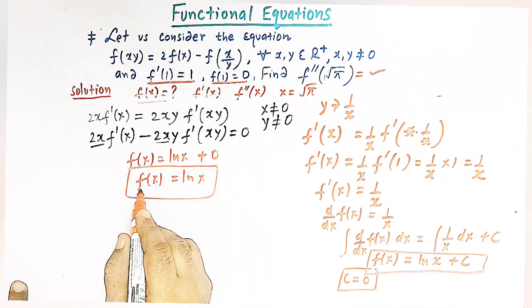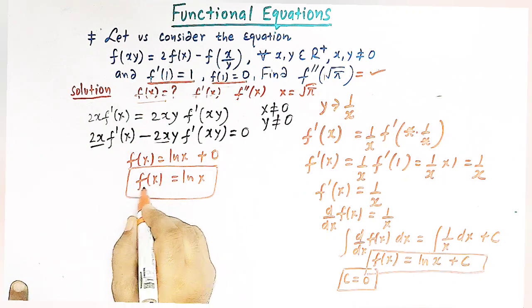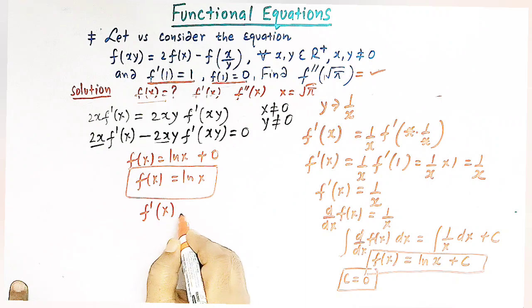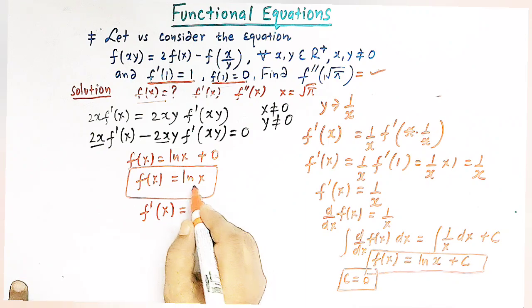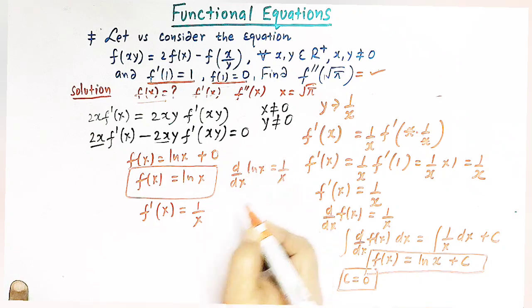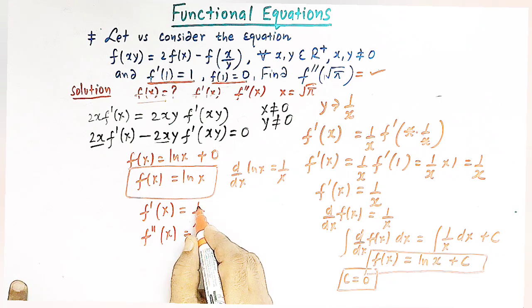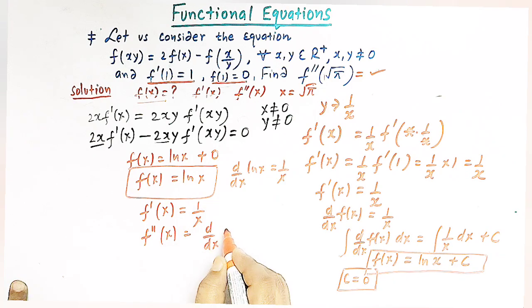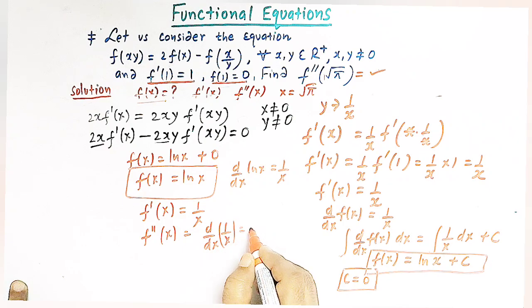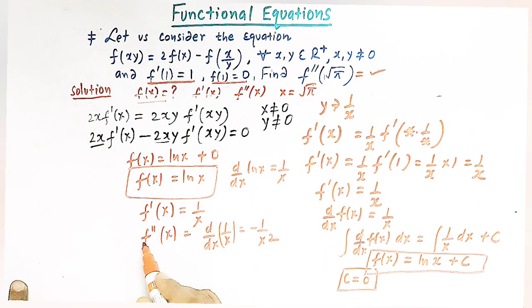So this is the form of the function f of x, and if we differentiate f of x, we'll get f prime of x is equal to 1 over x, because the derivative of log of x is equal to 1 over x. And the second derivative is obtained by differentiating 1 over x. So we have d by dx of 1 over x. So this is minus 1 over x square, right? So we have obtained the second derivative of f, that is f double prime of x is equal to minus 1 over x square.